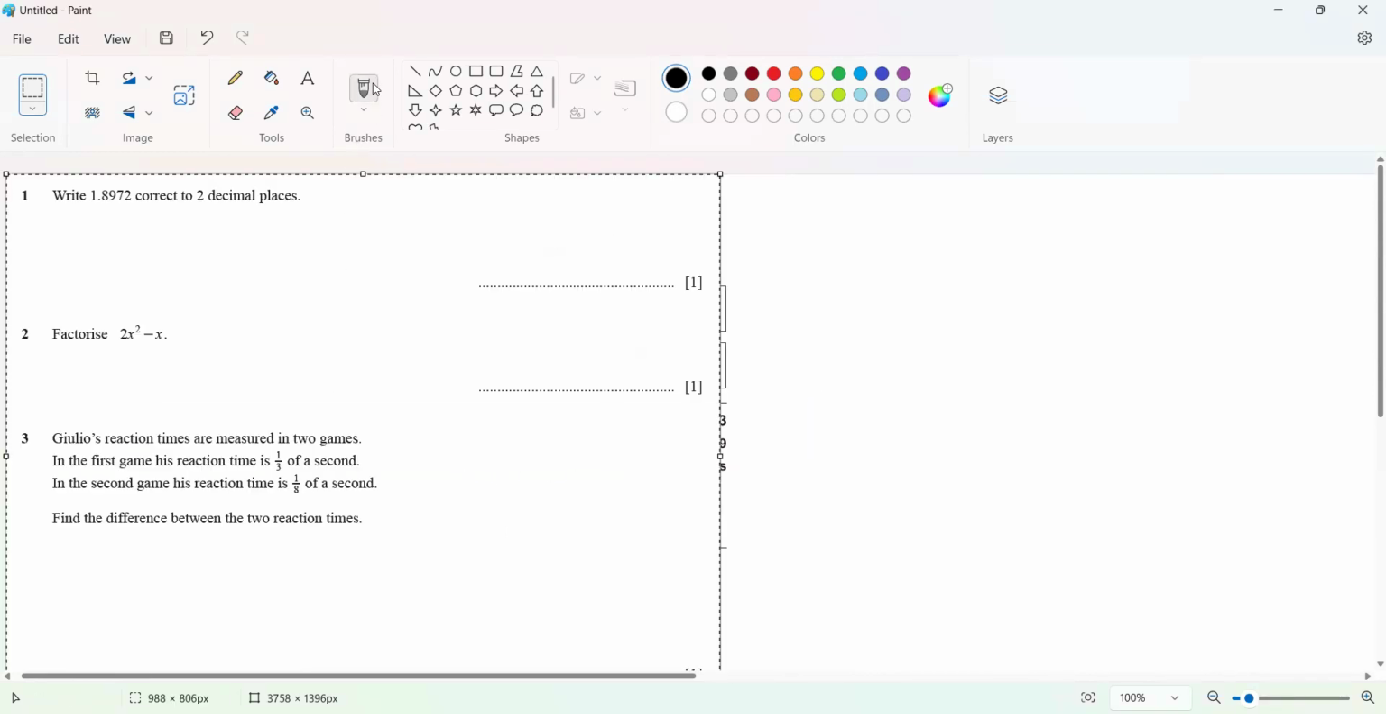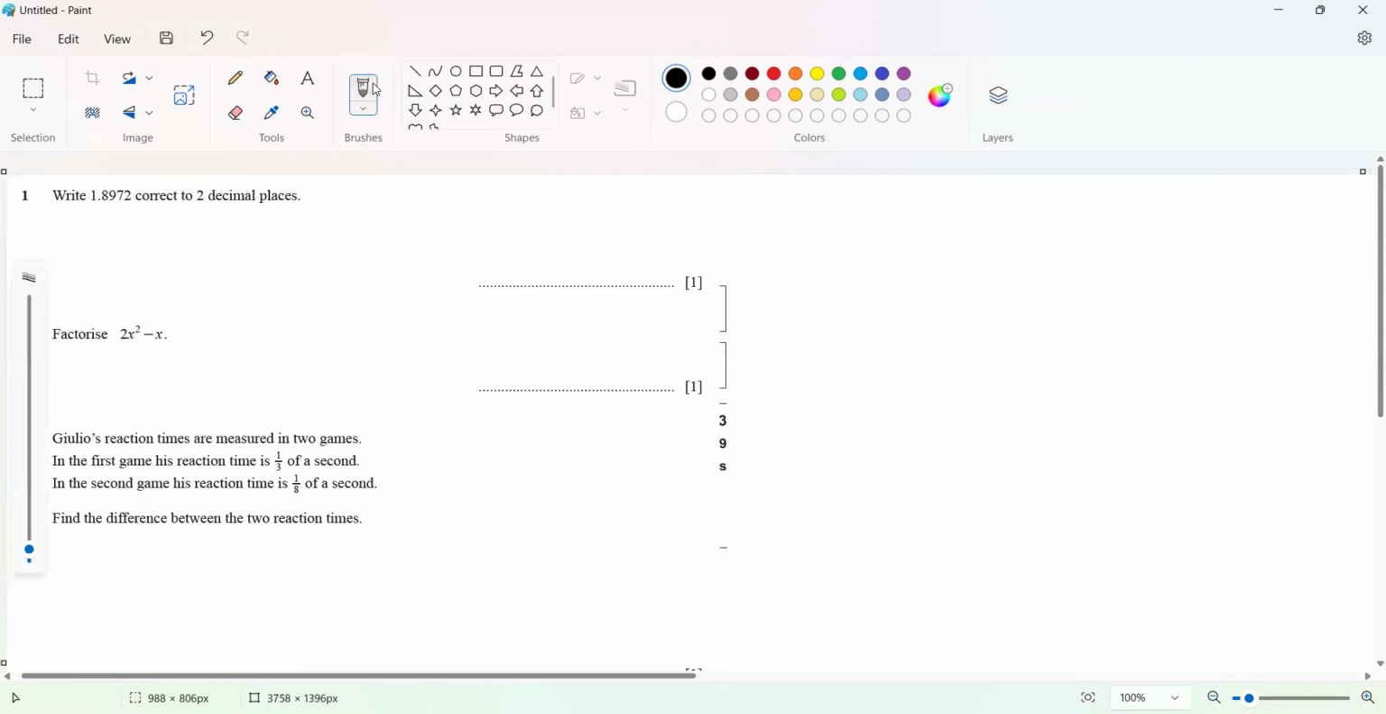So for our first set of questions, we have 1.8972 correct to 2 decimal places. So from here, we're going to have 2 decimal places, so we're going to check the number here. This number is greater than 5, so this number is going to add by 1 and 9 becomes 10 as well. So the front number will become 1.90, right? Correct to 2 decimal places.